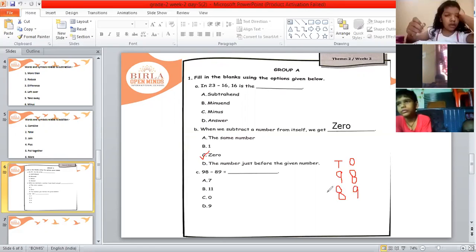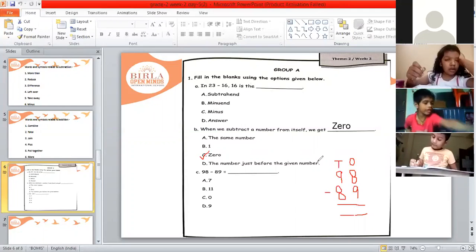So write here 89. After 98, you have to write number 89, and then beside it you have to put minus sign, children, and then you have to subtract these two numbers. Now, Zaid, you tell me, is it possible to take away 9 from 8? No, ma'am. So what we will do? We will take borrow, we will take 10 borrow from the number in tens place.